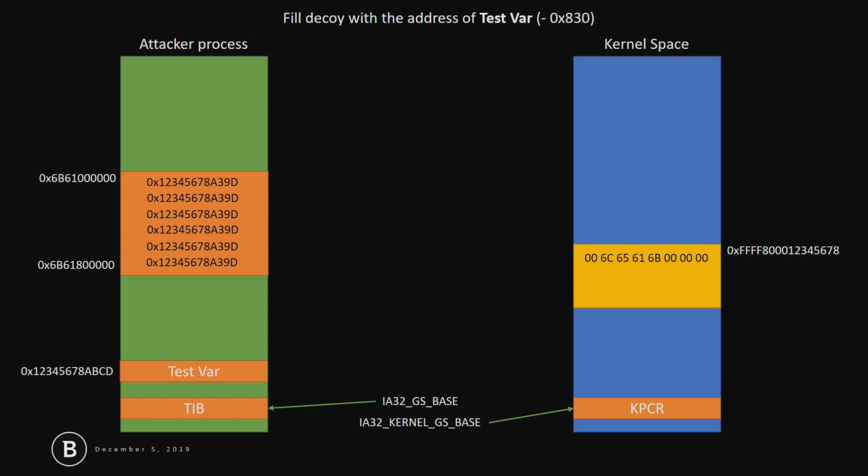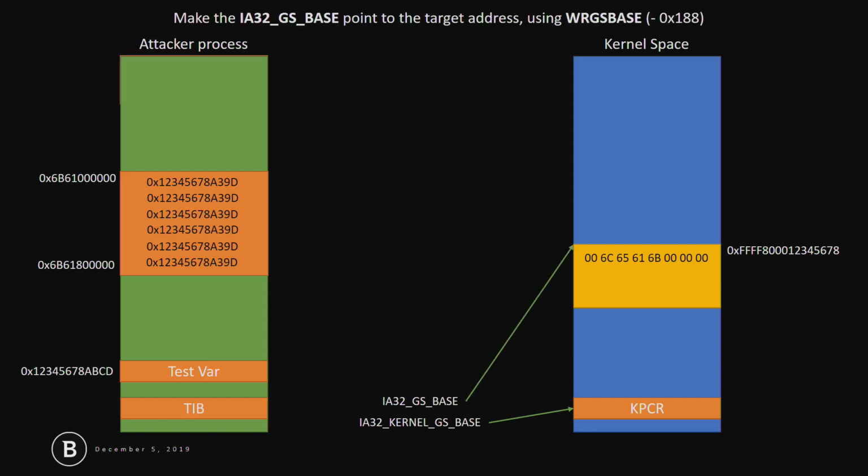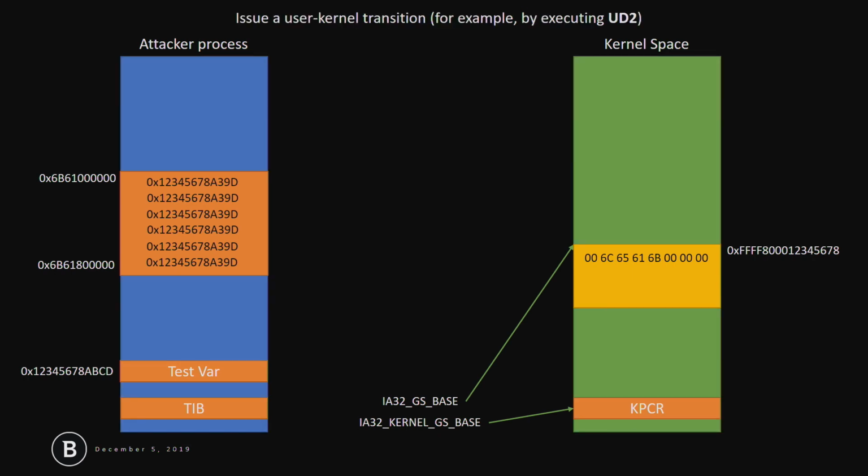And this is important because, as we will later see, there are 3 indirections using RCX as both the destination and the source for the load, right? And we can use that as an indicator, as a tag, to see if the secret kernel value lies inside a particular range that we've mapped inside user space. So we sprayed the buffer with the address of our test variable. We used the write GS base instruction to make the GS base point to our target kernel address. And then we issue a user-to-kernel transition.